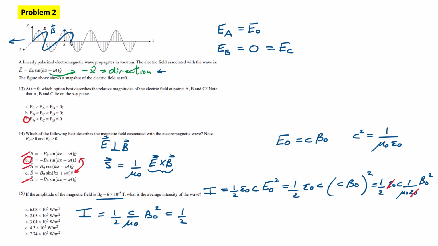Now you just substitute the numbers. I get 3 times 10 to the 8 meters per second. The permeability of free space, 4 pi times 10 to the minus 7. And now they've told me the amplitude of that magnetic field is 6 times 10 to the minus 5. Don't forget to square that term. All right, you put all those numbers in the calculator. You should get something like 4.3 times 10 to the 5. Now the units of the intensity work out to be watts per meter squared. All right, and that looks like it corresponds to choice D. All right, let's go to the next problem.